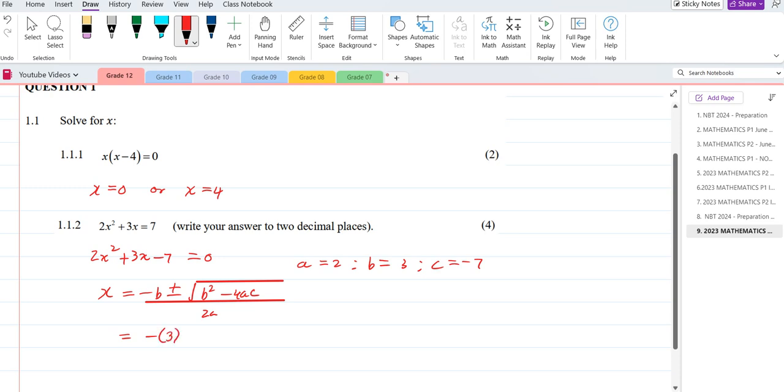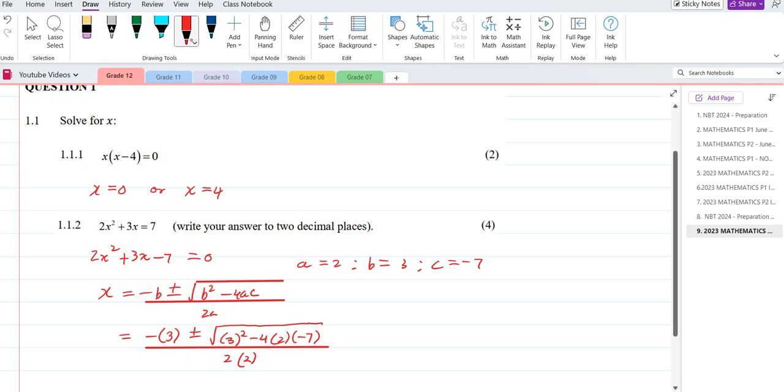B squared minus 4ac. So minus b will give me minus. Now when you substitute, just put it in brackets, okay? And the square root of b squared, which is 3 squared minus 4, a is 2 and c is negative 7, and divided by 2a, 2 times 2. Now let's solve this using our calculator.